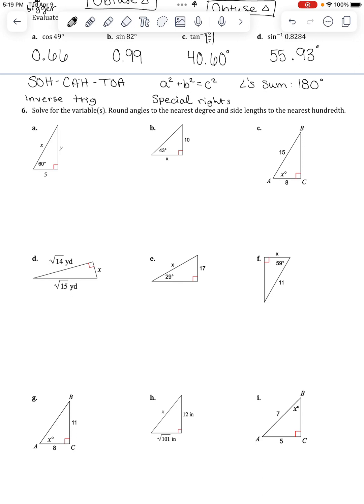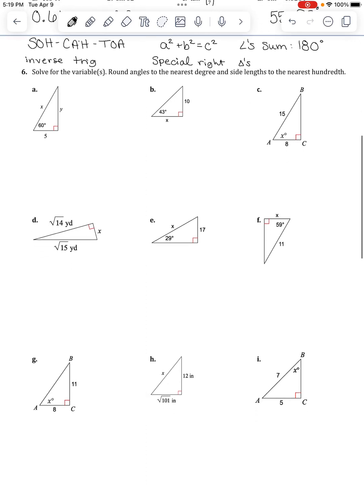Now, I'll be honest with you. You never have to use special right triangles if you know how to use SOHCAHTOA, trig, Pythagorean theorem, and the triangle angle sum theorem. You never need special rights. I don't use special rights most of the time. If you recognize you have a 45-45-90 triangle or a 30-60-90 triangle, you're welcome to do that, though.